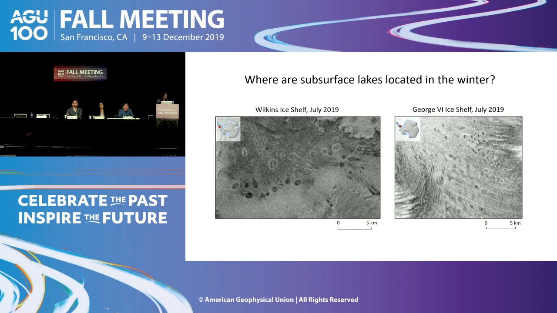On the left, we have the Wilkins ice shelf, and you can see at the bottom of the image these dark dots, which I believe to indicate the presence of buried meltwater in the winter. And then above them, you can see these ring-like structures that look similar to the dough lines we saw in the previous image. On the right, we have George VI ice shelf, which shows a similar story.